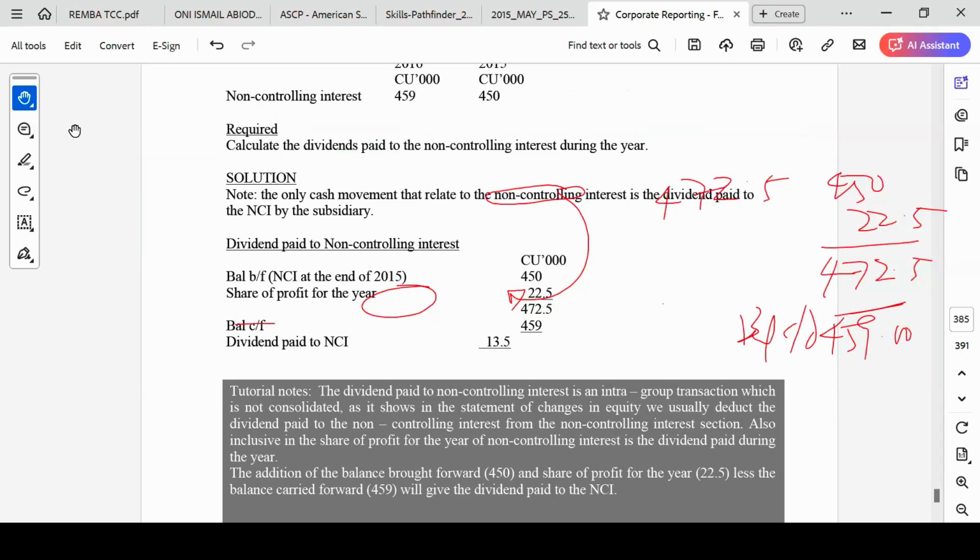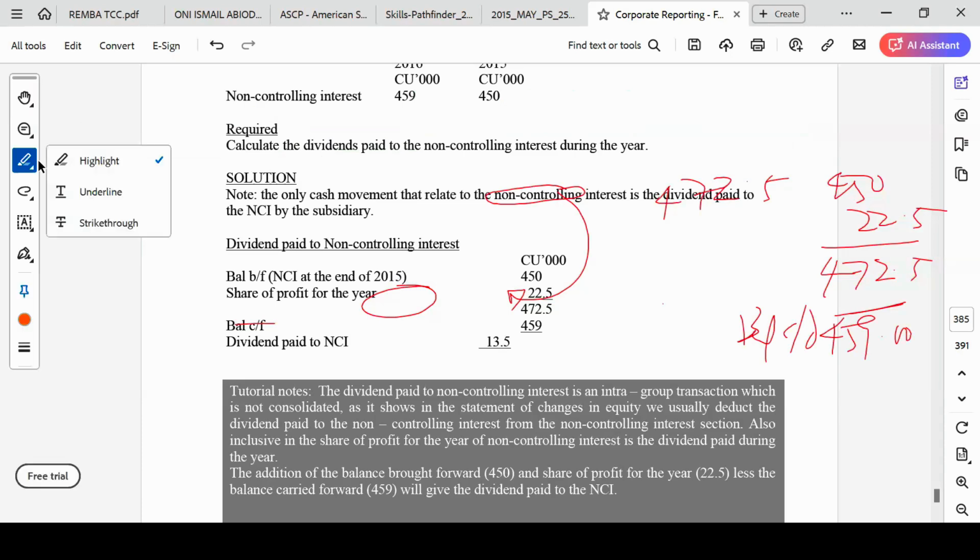It is the dividend that must have been paid that caused that, meaning that we had accrued for 22.5. Then a part of that 22.5 that we had accrued for, that makes up the carrying value that we were expecting, this 472.5. Part of that share of profit was paid as dividend. So we'll make that deduction.